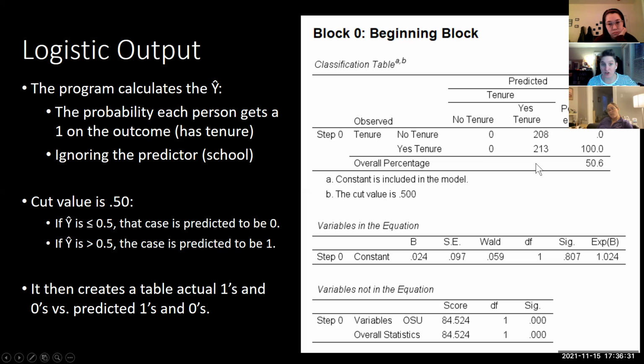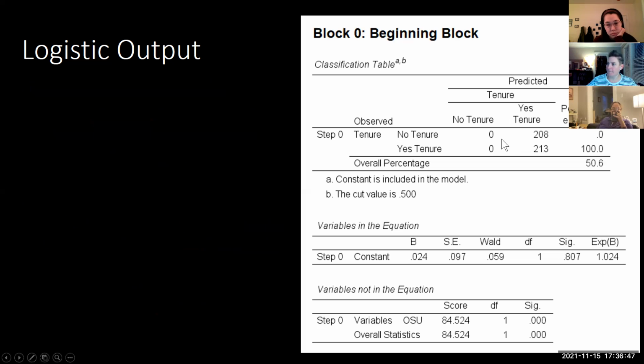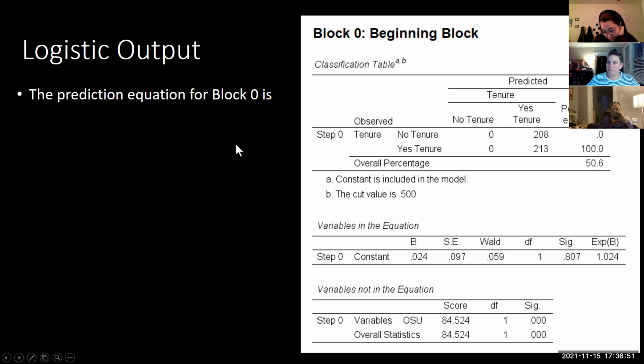If I've done a really good job predicting people, I'll have people both above and below that cut point. But right now, I don't have any predictors in the model, so we're just saying there's more people who have tenure than don't, so we're going to put everybody in the yes column. Okay.